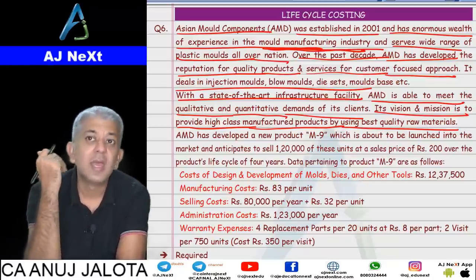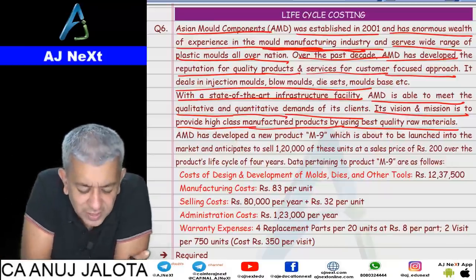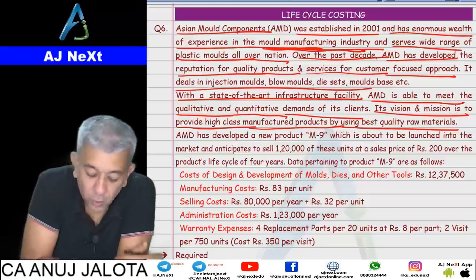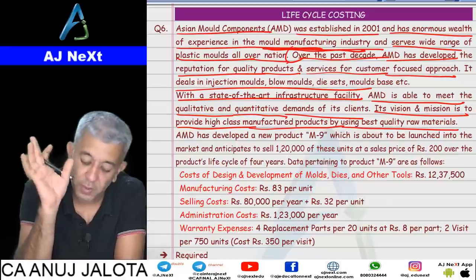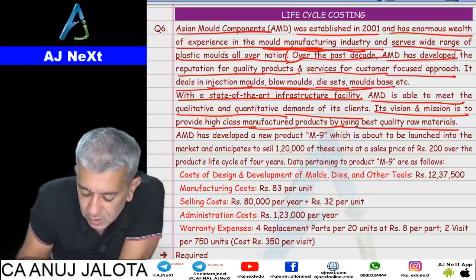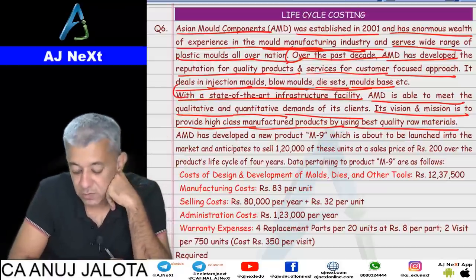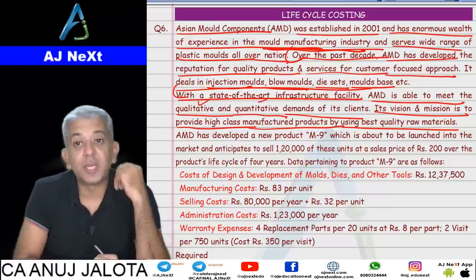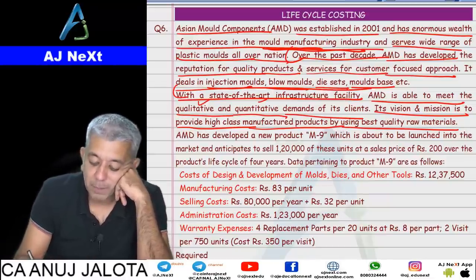All these things are there in a big way also, like the mold industries which manufacture things and serve a wide range of plastic molds all over the nation. So these guys basically make plastic molds. Over the last decade, it has earned a reputation for quality products and services with a customer-focused approach. So the reputation is very good. It deals with injection molds, blow molds, die sets, mold base, etc. Then they have a state-of-the-art infrastructure facility, being able to meet the qualitative and quantitative demand. Its vision and mission is to provide high-class manufactured products using the best quality of raw materials.